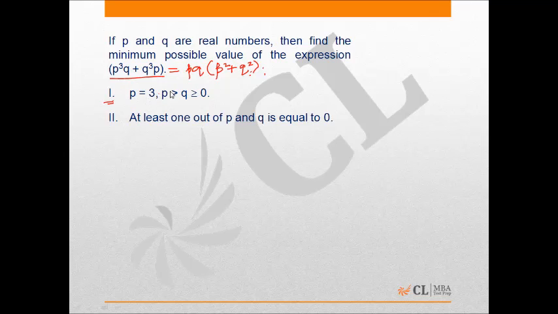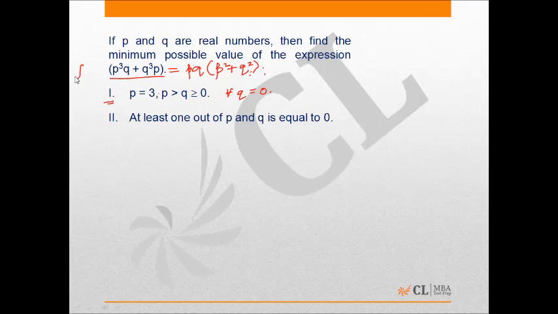The first statement says p is equal to 3 and p is greater than q, which is greater than or equal to 0. Since neither of these can be negative, the minimum possible value of p into q whole multiplied by p square plus q square is going to be 0 when q is going to be 0. That is the minimum possible value of the expression.